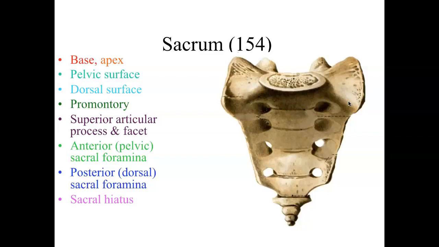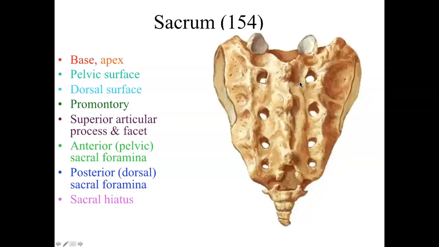Now if we switch back to our anterior view, we could see the promontory here, and it's just this little edge of the lip where your intervertebral disc L5 would be sitting on top of. We also have superior articular processes and facets, so we're seeing this in a posterior view. This is going to articulate with an inferior articular process and facet of L5. That's never going to change unless there's something that is atypical about someone's anatomy.